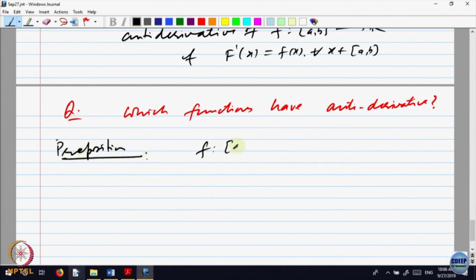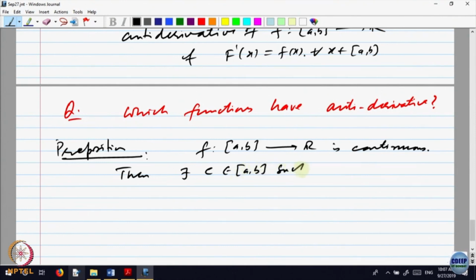So let us say f is a continuous function, then we know it is integrable, right? Then the claim is there exists a point C belonging to AB such that f of C multiplied by B minus A is equal to the integral A to B f(x) dx.